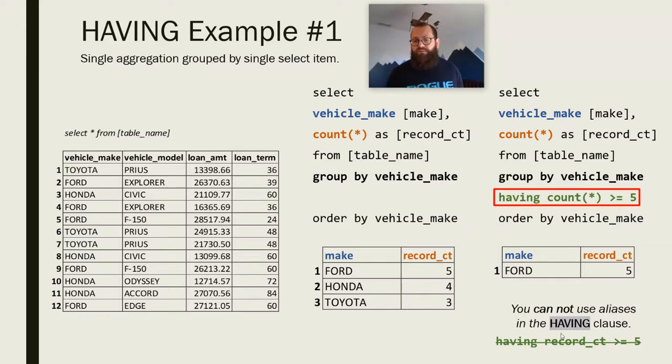Moving on, the bottom right important note is that you cannot use aliases in the having clause. You would think that there's a record count field here, and that's where the criteria is being applied. But I did double check this, and you cannot use aliases in the having clause. So this means we could not have said having record underscore CT greater than or equal to 5. That's not what SQL is doing, but that's what's reflected in the output. However, again, you can't use aliases with the having clause.